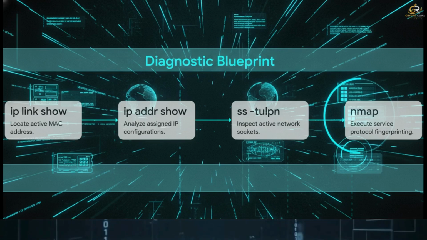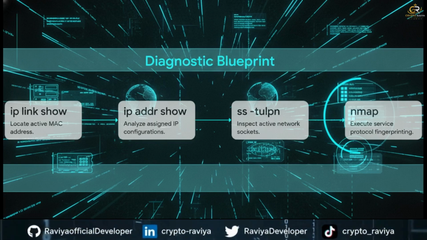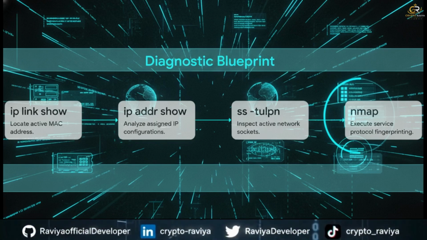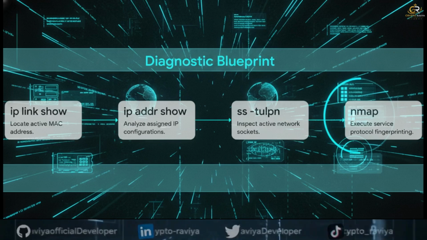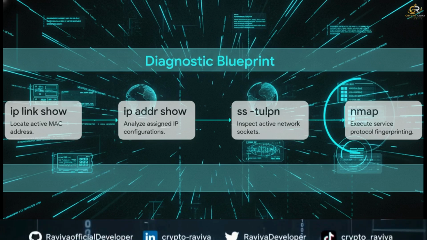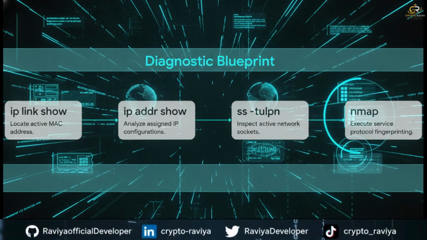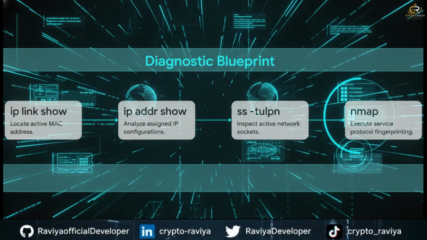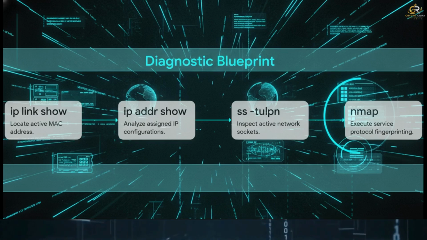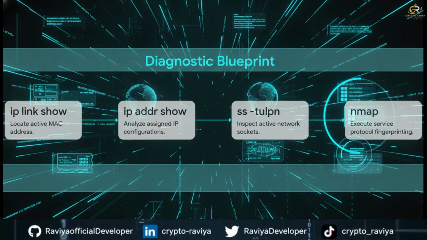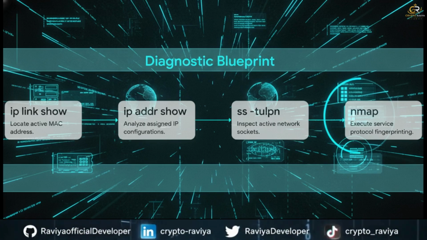Step 3, ss -tulpn. This is a total powerhouse command to inspect active logical network sockets and listeners. And step 4, Nmap. Running this executes service protocol and version fingerprinting on those open entry sockets you found. It essentially tells the hacker exactly what software is hiding behind those virtual doors.